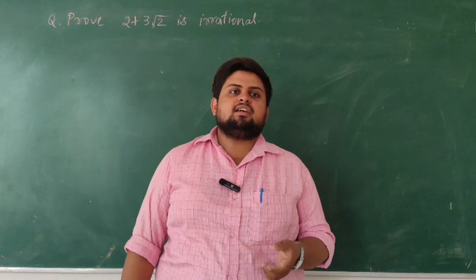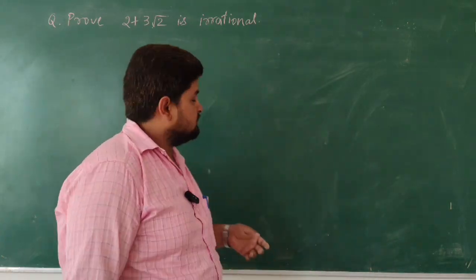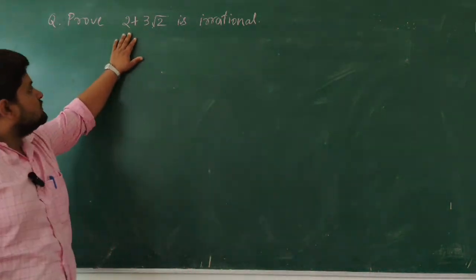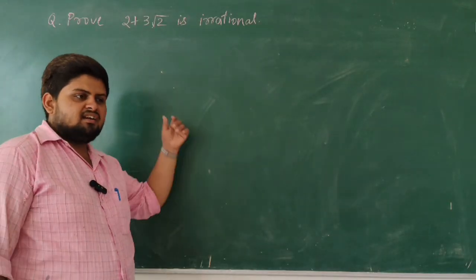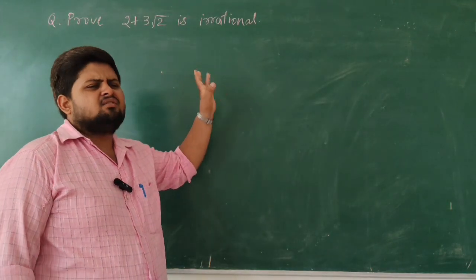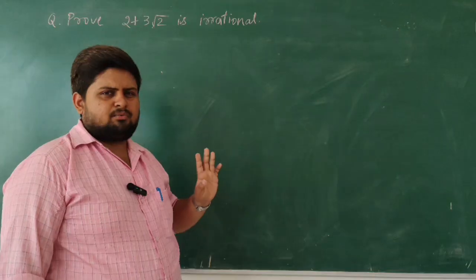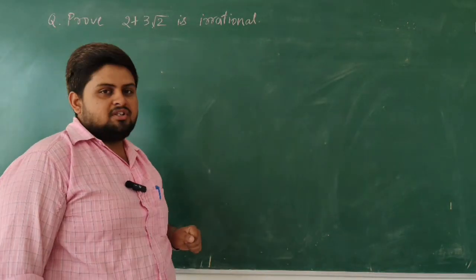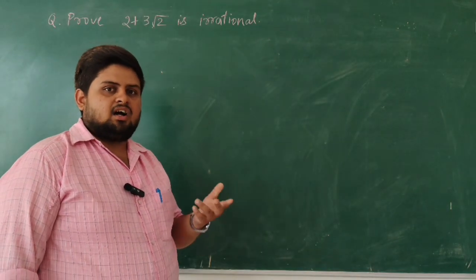In this bit of topic, you might also get questions such as, prove that 2 plus 3 root 2 is irrational. Here, we'll assume that we already know root 2 is irrational and we'll proceed to prove 2 plus 3 root 2 is irrational. Now let us see how we can do that.